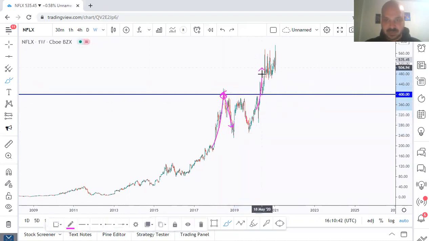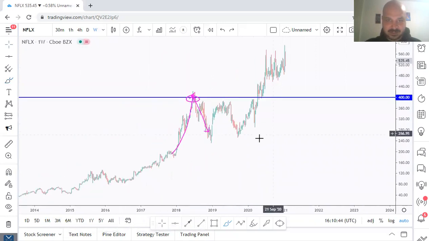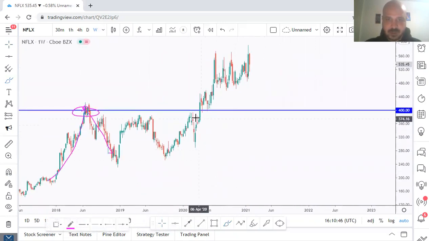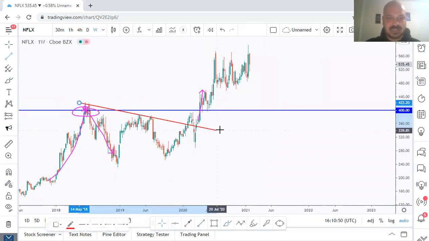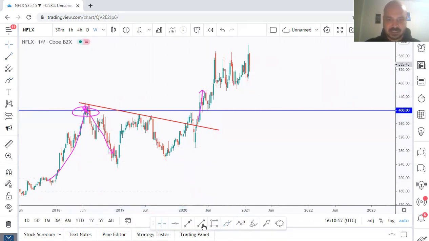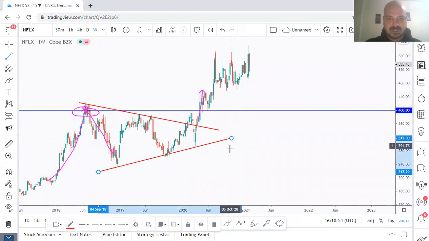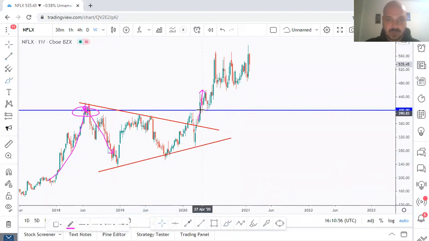Then we had a nice breakout. Let me zoom in. We had a breakout of the structure, which, as mentioned before, is a symmetrical triangle, right? And then price broke our 400 upward with a very big momentum candle, and we had a nice retest and a trend continuation. That's exactly what we want to see here.